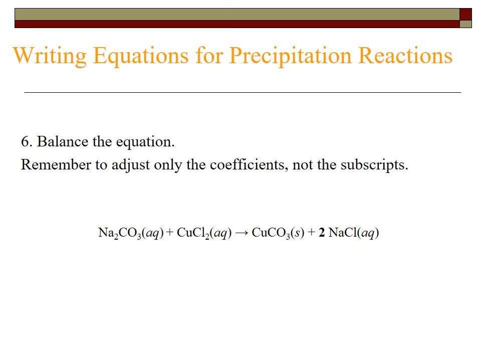The last step is to balance the chemical equation. So we determined that we had a solid. Remember, when we're balancing these, we only want to adjust the coefficients, not the subscripts. And those coefficients are the numbers out in front of each of the products and or reactants. So in this case, I would need a 2 out in front of the sodium chloride in order to make that a balanced reaction.